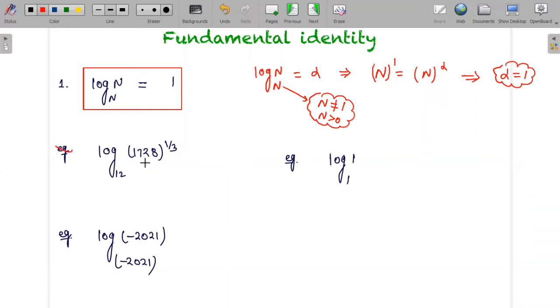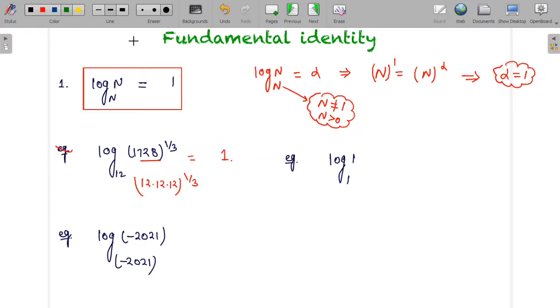The first one: log 1728 to the power 1 by 3 to the base 12 will be equal to what? I know that I can write this 1728 as 12 into 12 into 12, to the whole power 1 by 3, which will give you 12. Now we have log 12 to the base 12, which will be equal to 1.